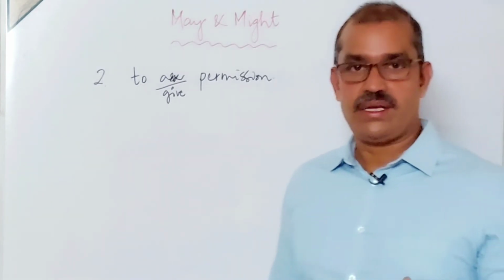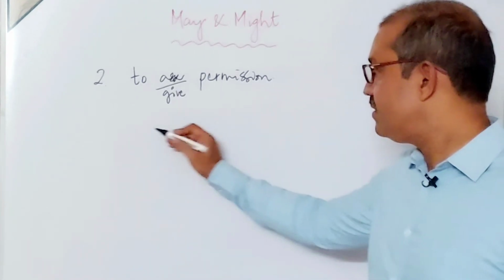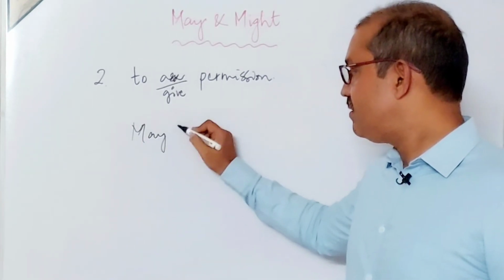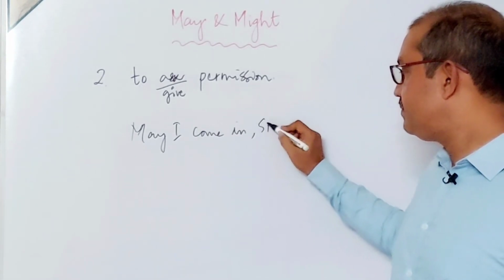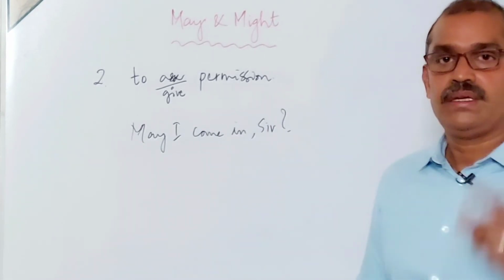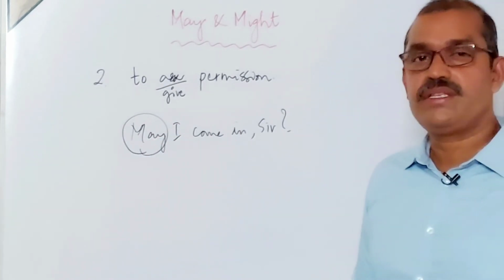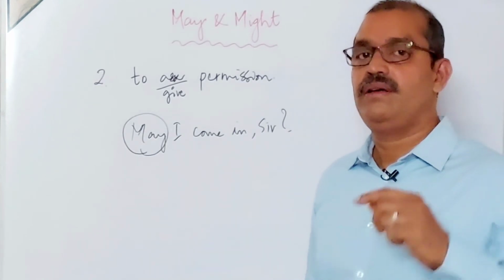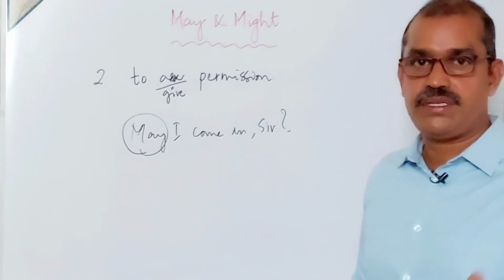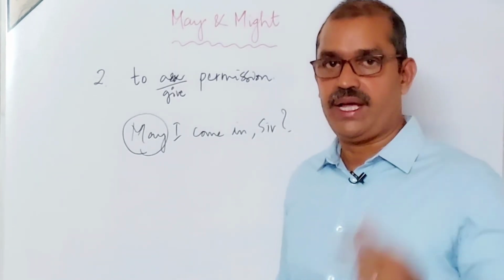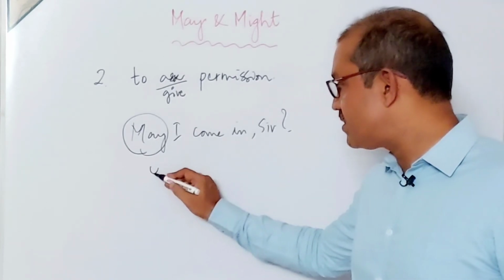So if you want to ask permission, it must be in question form like this. May I come in, sir? Here we have to use may. Actually the structure is subject plus may, but here may comes in front of the subject. May I come in, sir? May I use it? May I go? May I do that? Like this. If you want to give permission, you have to say like this. Yes, you may.